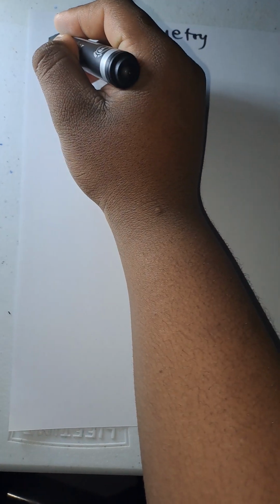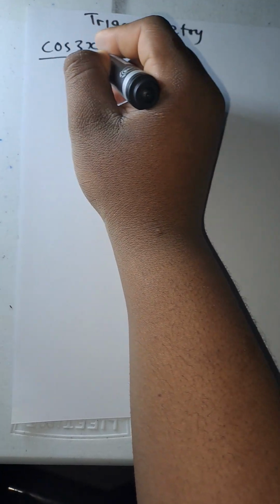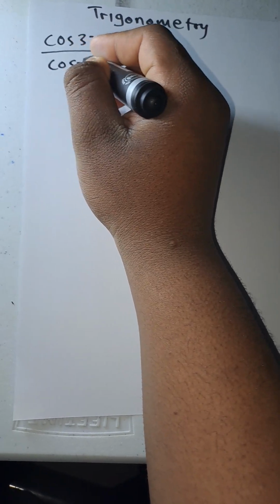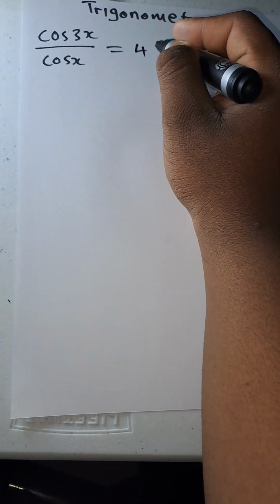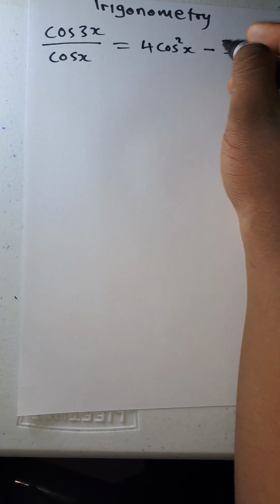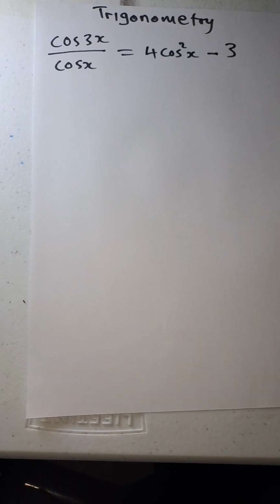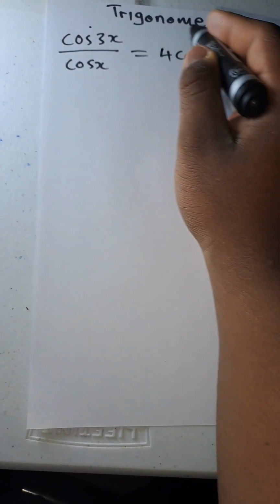So this is saying prove that cos 3x over cos x equals 4 cos squared x minus 3. Is it fine? So they are saying that we must prove that everything here equals that.